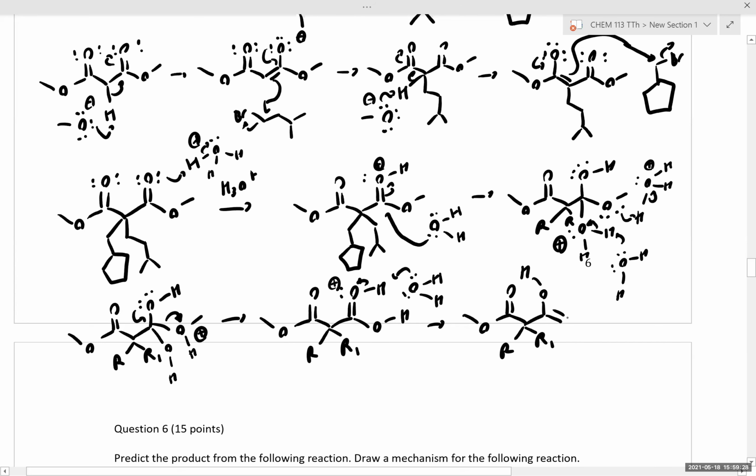Okay, and now for the key decarboxylation step, our beta keto group or beta carbonyl group pulls off a proton. We break our oxygen-hydrogen bond and we break a carbon-carbon bond to generate the enol tautomer of our ester.